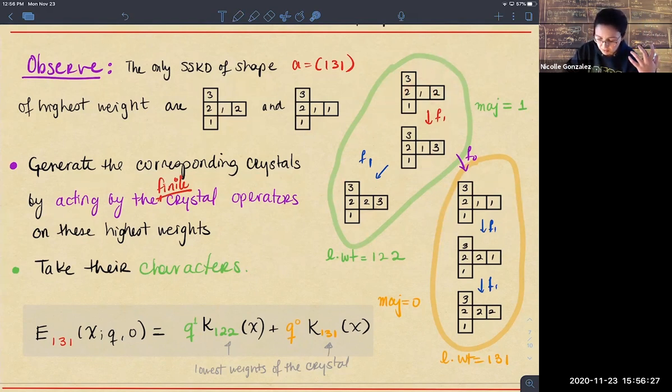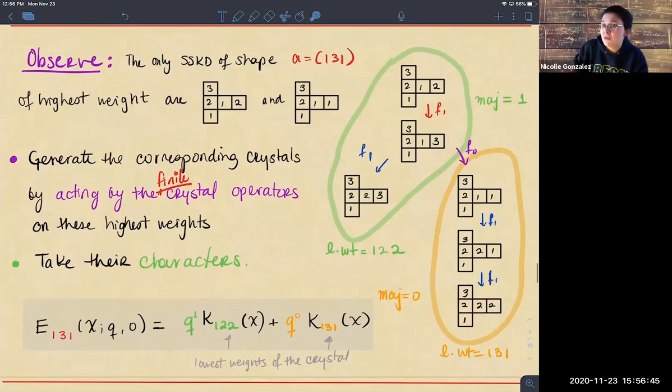You generate the green piece, you generate the yellow piece, and then all you need to do is, well, you take their characters. And really, you don't even need to take the character of the whole thing. You just take the character of the lowest weights that are showing up. Why? Because that's exactly what's going to give you the key expansion. This is going to be the crystal that corresponds to the key polynomial indexed by 1, 2, 2. Why 1, 2, 2? Because that is the weight of this lowest thing showing up.